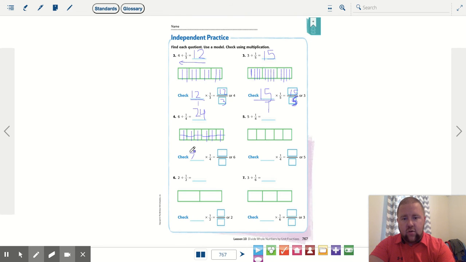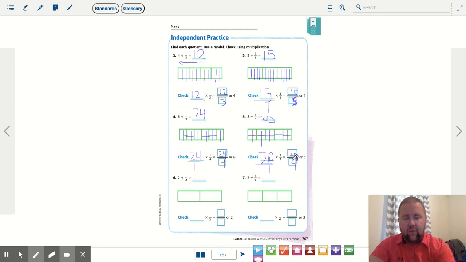I plug in 24 to work backwards. 24 over 1. 24 times 1 is 24. 1 times 4 is 4. Okay, so we're good there. And then 5 wholes, again, divided into fourths. I like to do the fourths this way. You can do it the other way if you'd like. All right, so again, 5 sections, each has 4 in it. That's 20 total sections. 20 over 1 times 1/4, 20 over 4.